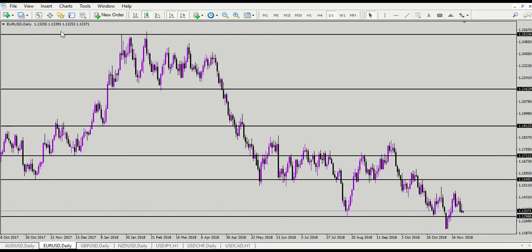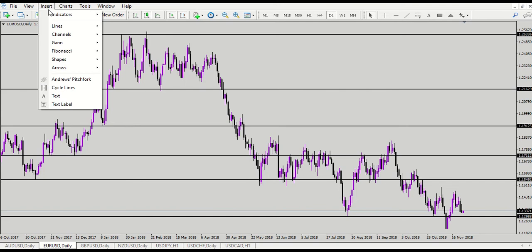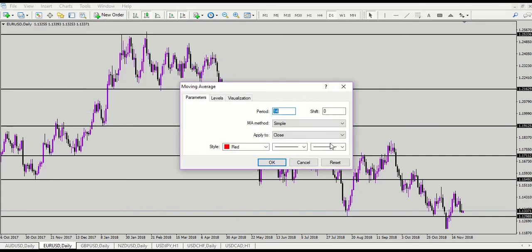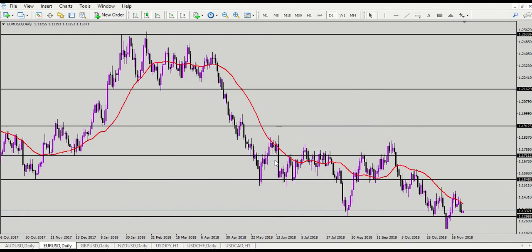So the next thing that you want to do here is insert an indicator. You go to insert indicators, go down to trend, and then select moving average, right? When you first open it, it will say 14-day moving average. We're going to change that to 30. MA method, we're going to leave it at simple, not exponential. So 30, simple, and then apply to close, right? You can choose any color that tickles your fancy, really. I'm going to make mine a little bit thicker. Click on OK. We're done, right?